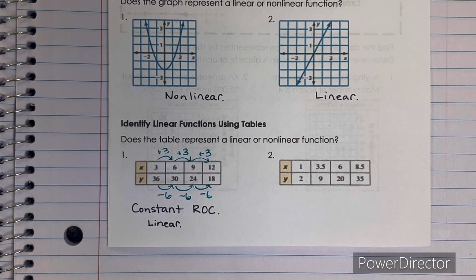So again, if you've got a constant rate of change, it's going to be linear. If it's not constant, nonlinear. So now let's try this one.